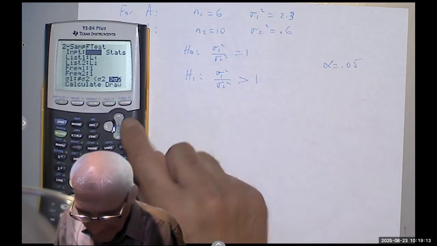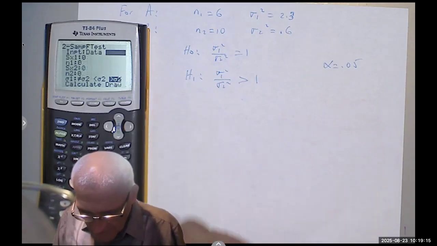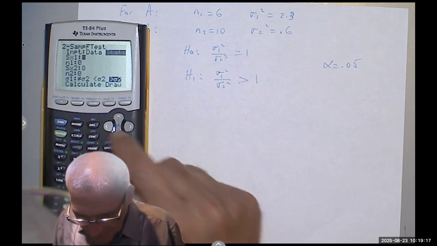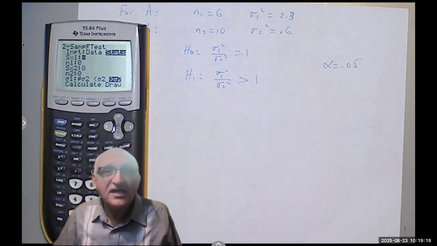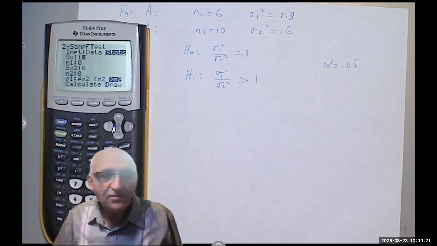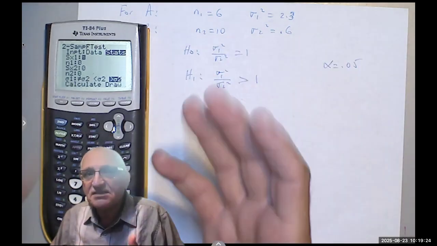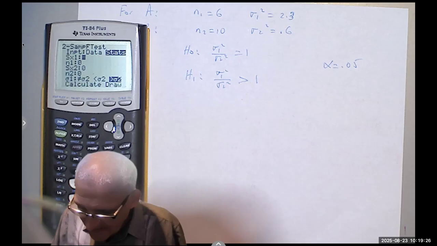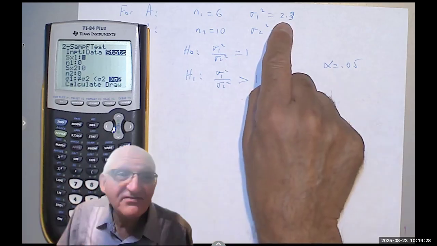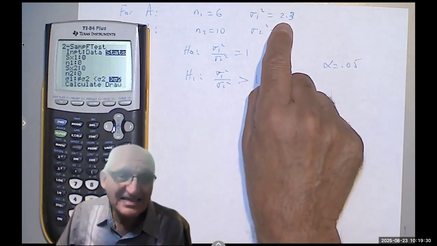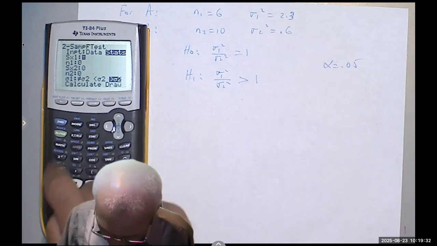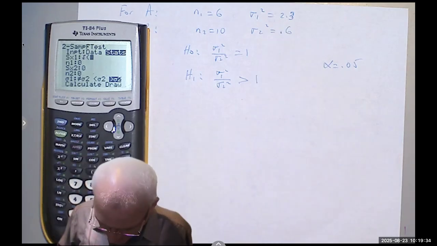No, I don't have data. I have stats. So it asks you, notice it doesn't ask for the mean. I don't care about the mean. I want to see just the variability in the samples. So Sx1, in fact, I have S square. They want S. So I would say the square root of 2.3.